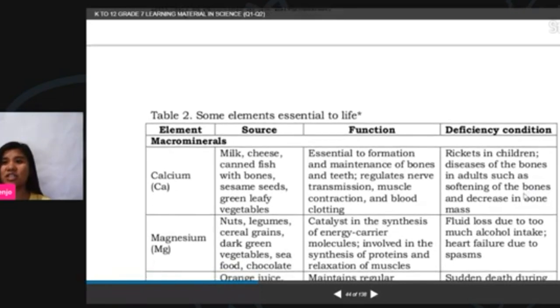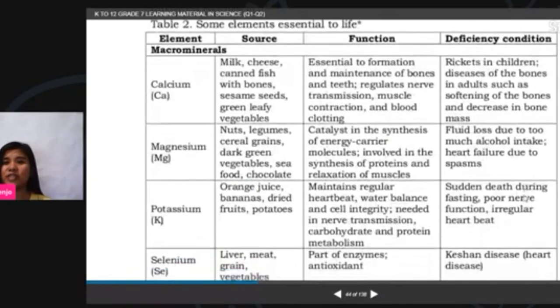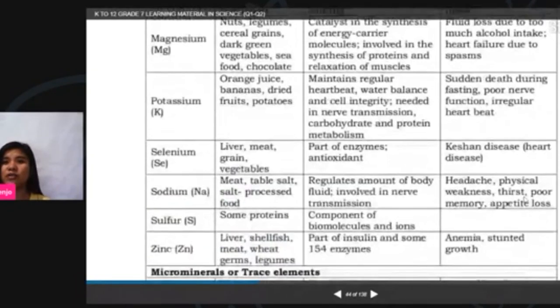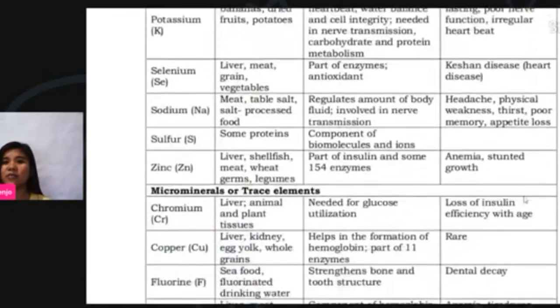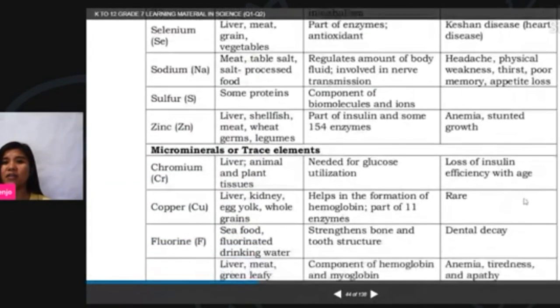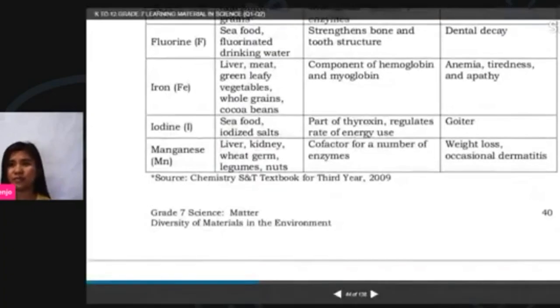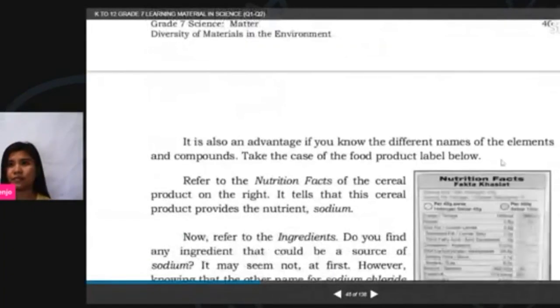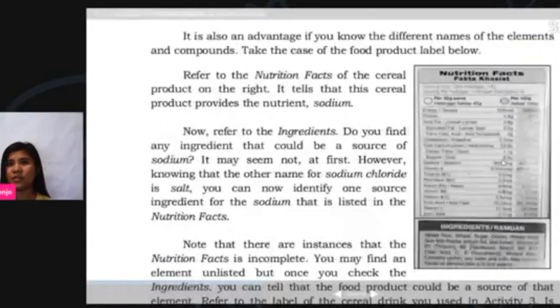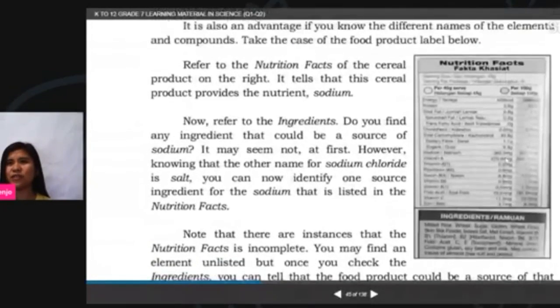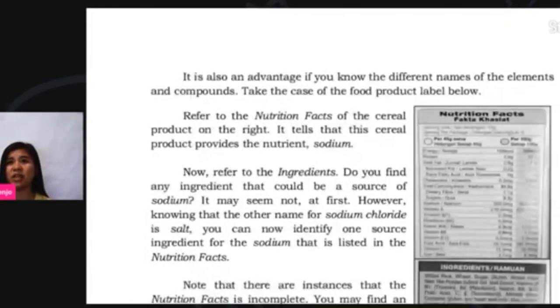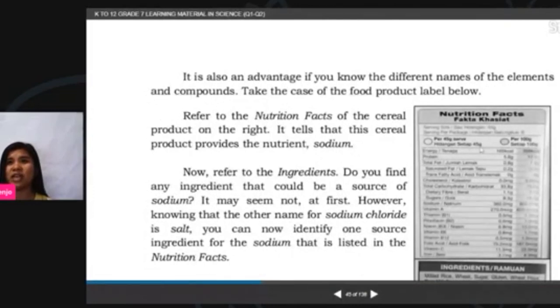Then we have magnesium, potassium, selenium, sodium, sulfur, zinc, chromium, copper, fluorine, iron, iodine, manganese. Just refer to this in your book. It is also an advantage if you know the different names of the elements and compounds. So take the case of the food product label below. Refer to the nutrition facts. Now refer to the ingredients.